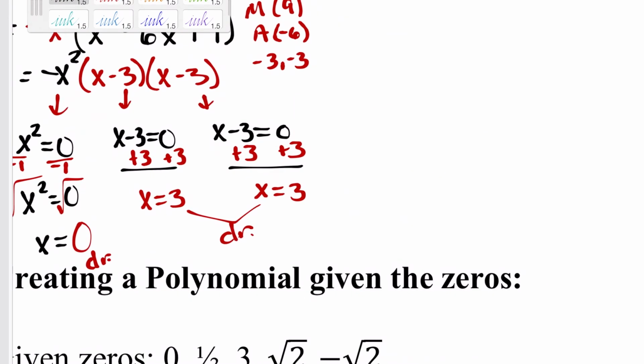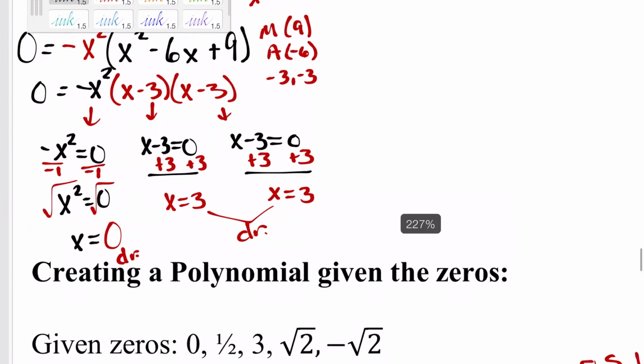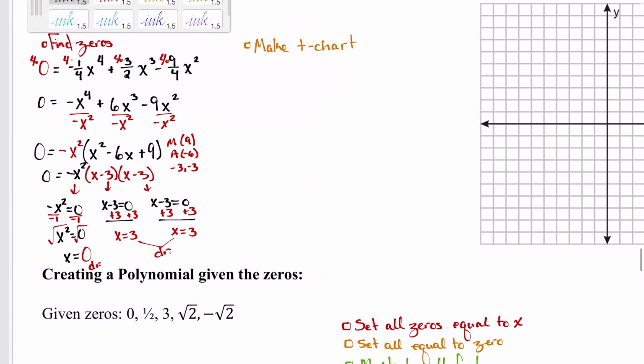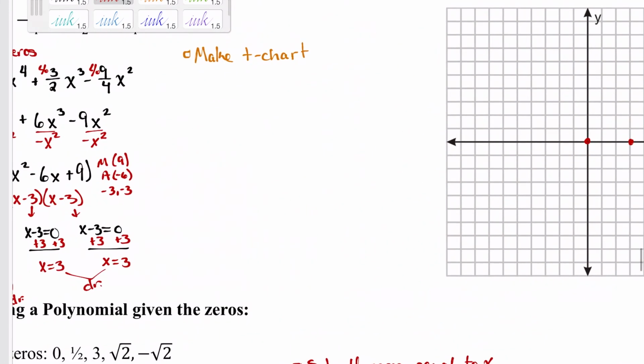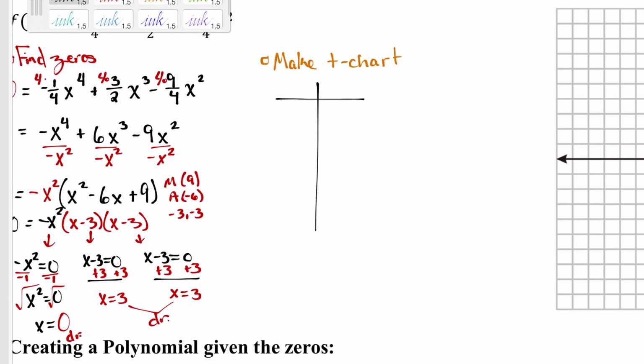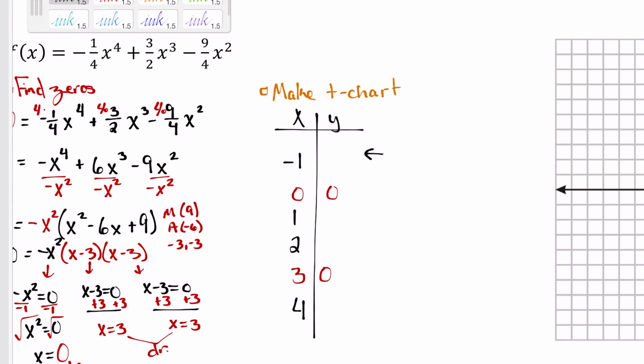All right, so I've got my zeros. I've got 2 double roots, so I have 2 places where we're bouncing off the x-axis. So I have it at 0 and at positive 3, and these are also great places to start when it comes to making my t-chart. So I'll throw in some numbers around my 0 so I get an idea of what's happening. And so these are numbers that I'm plugging into the original function, which hopefully you've got a calculator on hand because this is going to get pretty messy.